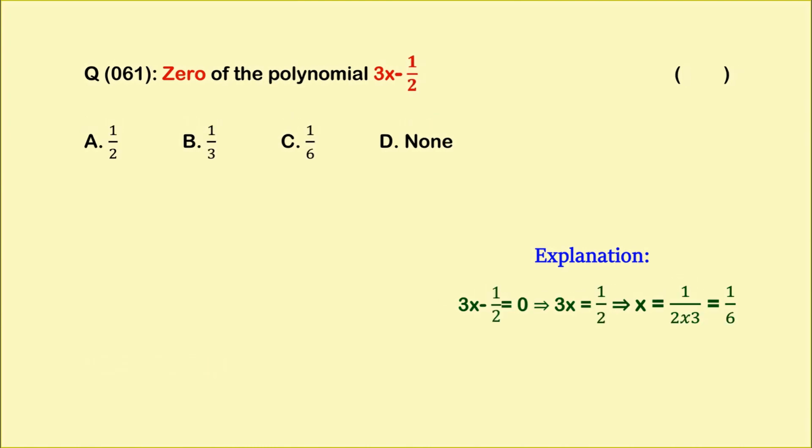Question number 61. Zero of the polynomial 3x minus 1 by 2. If we make 3x minus 1 by 2 equal to 0, we get 3x is equal to 1 by 2. So x is equal to 1 by 2 into 3, that is equal to 1 by 6. So C is the right answer, 1 by 6.